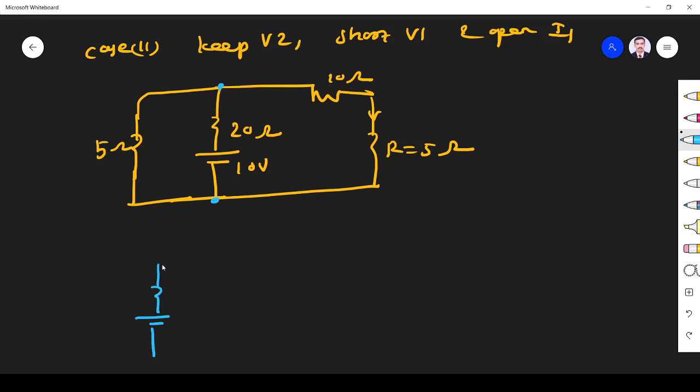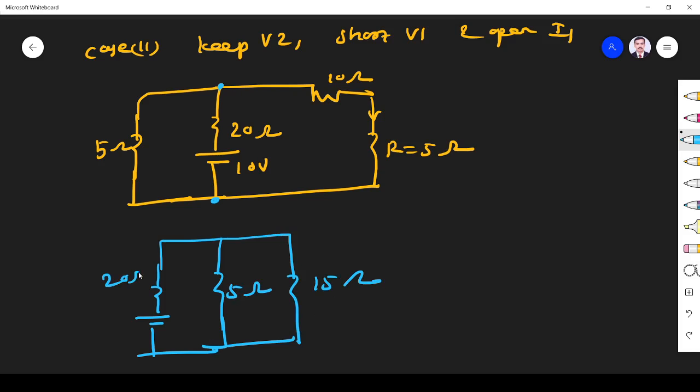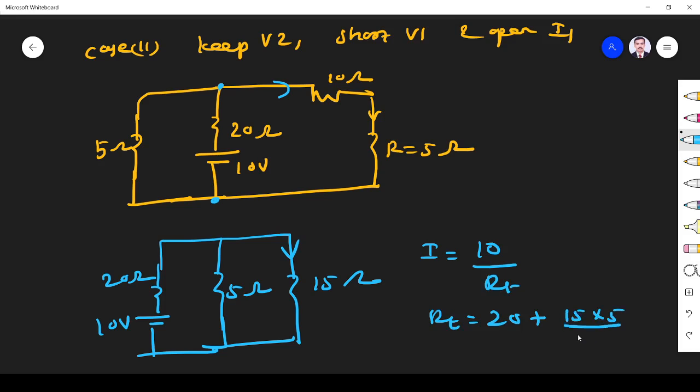I redraw the circuit, 5 ohm, fine. This is 15 ohm, 5 ohm, 20 ohm, 10 volt. Now I have to find the current through this 5. So the current through this 5, the total branches are the same, so 15 ohm we can find. So first for that I need the R value, because I is equal to V, the total current supplied by the source. I is equal to V by R total. R total is 20 plus 15 into 5 divided by 15 plus 5.